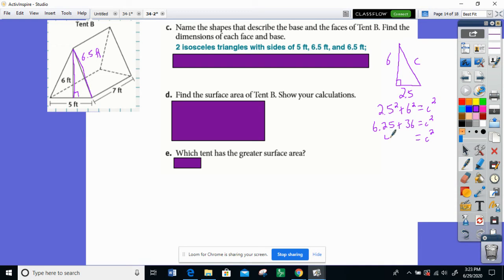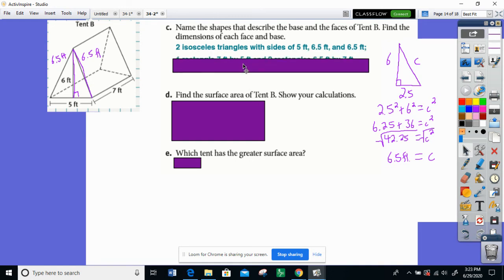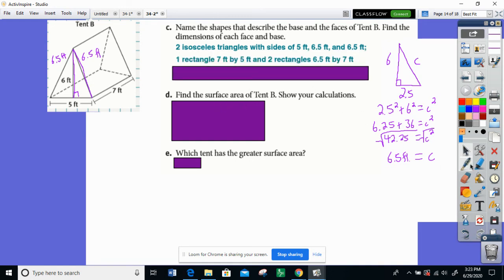The square of the hypotenuse is 42.25, and when we take the square root of both sides, that gives us the length of the hypotenuse. That's 6.5 feet. Since that's an isosceles triangle, that's the same on both sides. But we've also got a rectangle on the bottom that's 7 feet by 5 feet, and we've got two rectangles that are 6.5 feet by 7 feet.